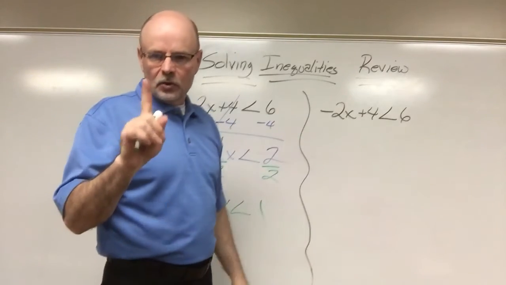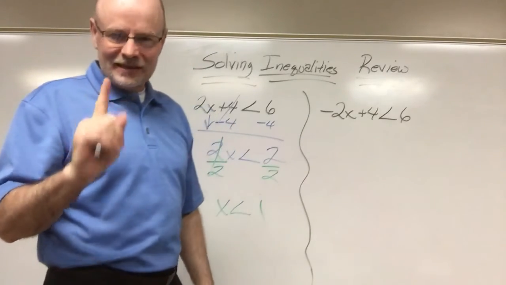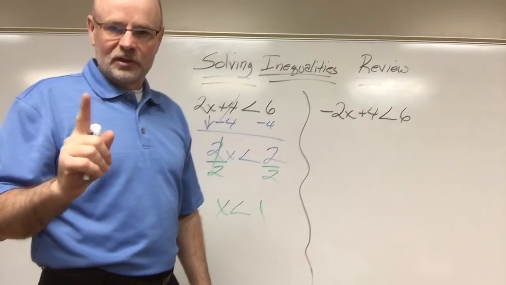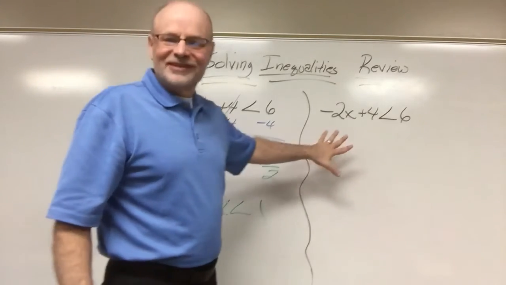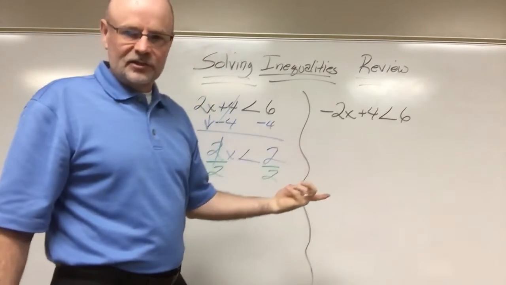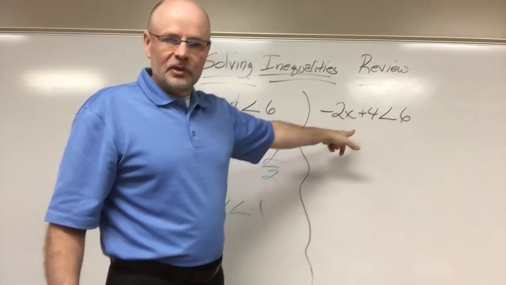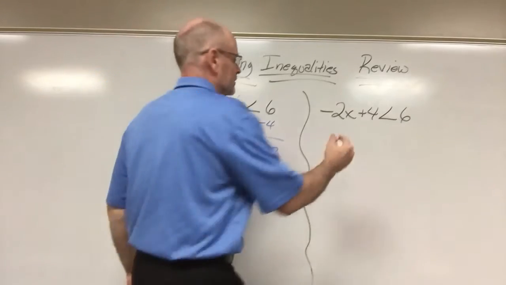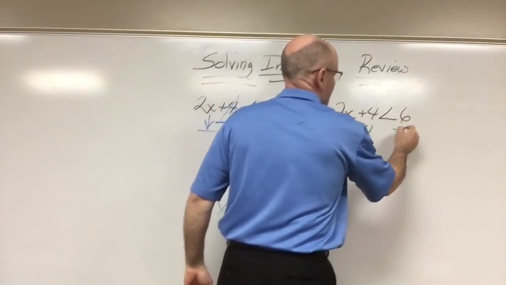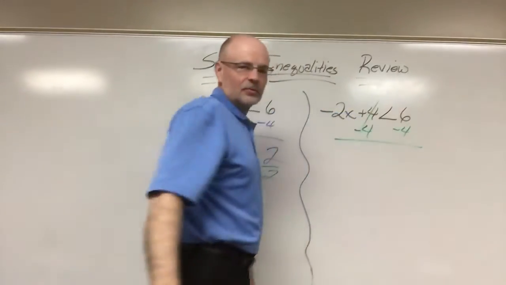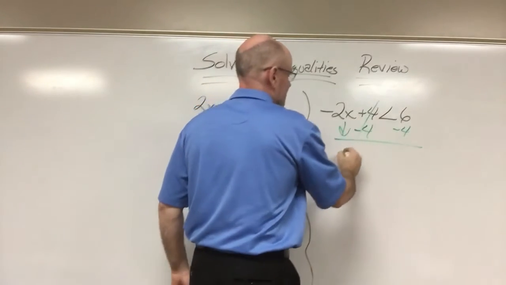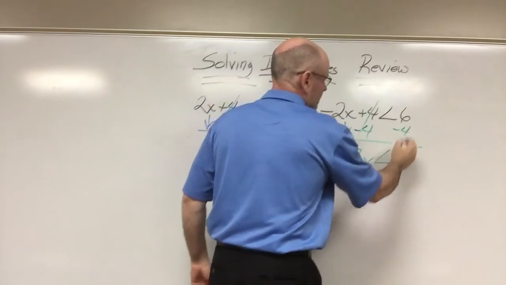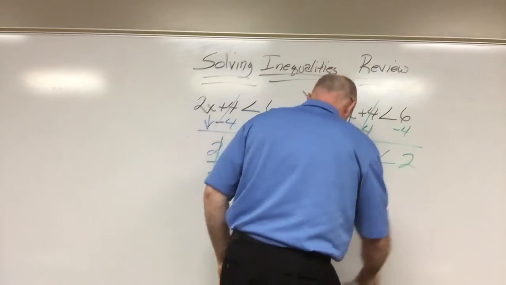There is one golden rule with inequalities that makes it different than when I solve a regular equation. So I'm going to do the exact same thing. I'm going to deal with my addition or subtraction. I notice it's plus 4, so I'm going to do the inverse operation. I'm going to subtract 4 from both sides. That simplifies to 0. I bring this down. Bring down my inequality. 6 minus 4 is 2.